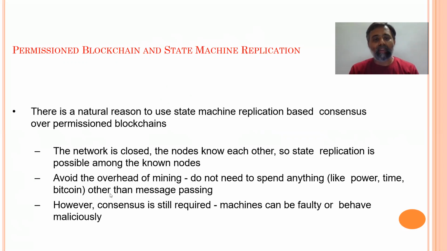Second, it will avoid the overhead of mining. We know that a lot of power and time is consumed by the Bitcoin network, the permissionless model. So there will be a drastic reduction in the power requirement. However, consensus is still required here. A machine can be faulty or behave maliciously. That's why consensus is still required.